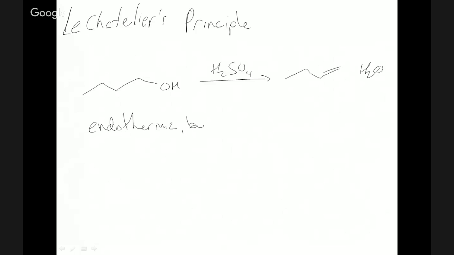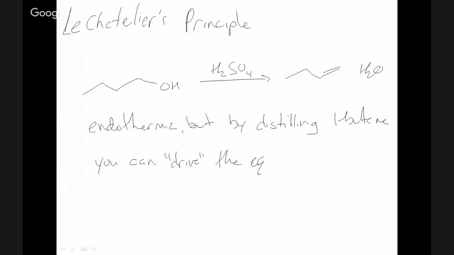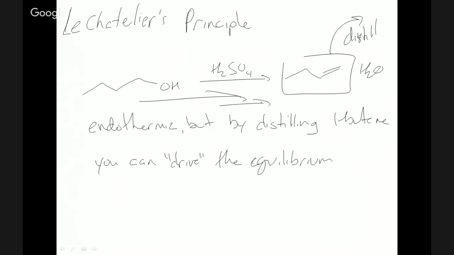But by distilling 1-butene, the alkene product, you can drive the equilibrium. Meaning by removing this from the equation by distillation, then you can further drive the reaction. So even though the equilibrium favors the starting material, it may favor it 100 to 1, but if you remove that 1 over and over and over, you push the equilibrium to the right. Okay, so it's Le Chatelier's principle.